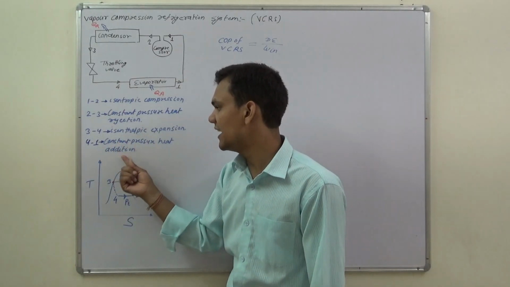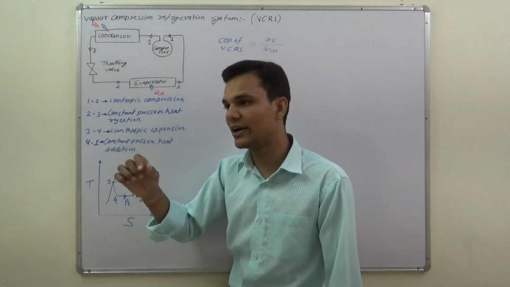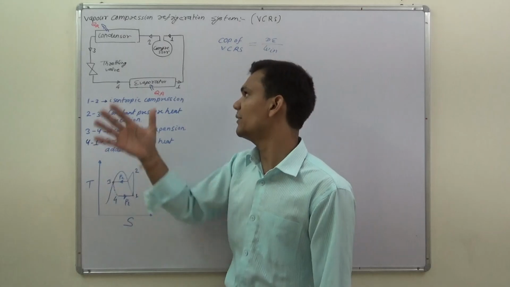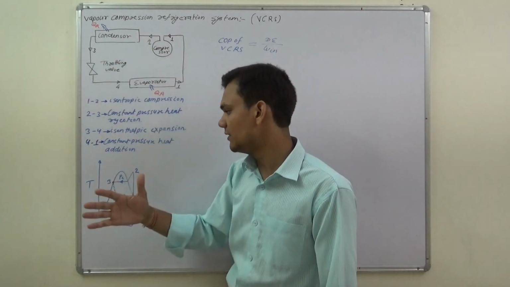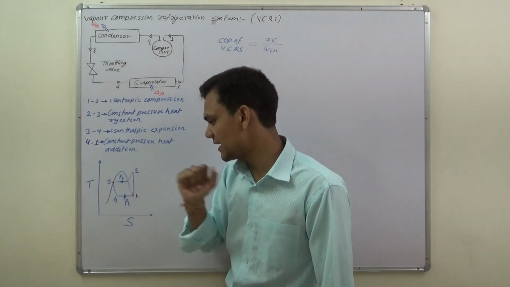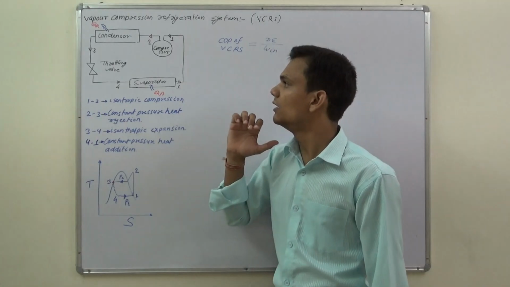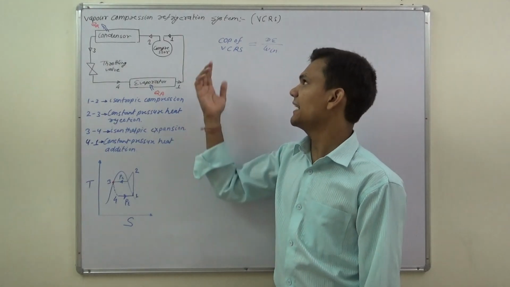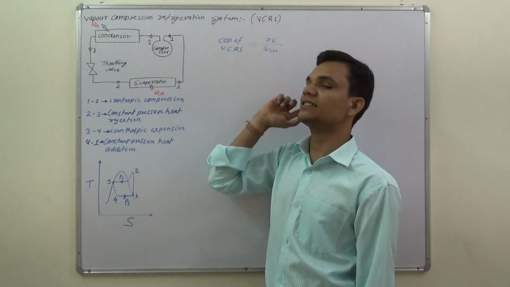Constant pressure heat addition takes place from process 4 to 1. 4 to 1 takes place in the evaporator. So this TS diagram relates the vapor compression refrigeration cycle components to the TS diagram. So these are the 4 processes, and we discuss the next topic, that is the COP of the vapor compression refrigeration system.